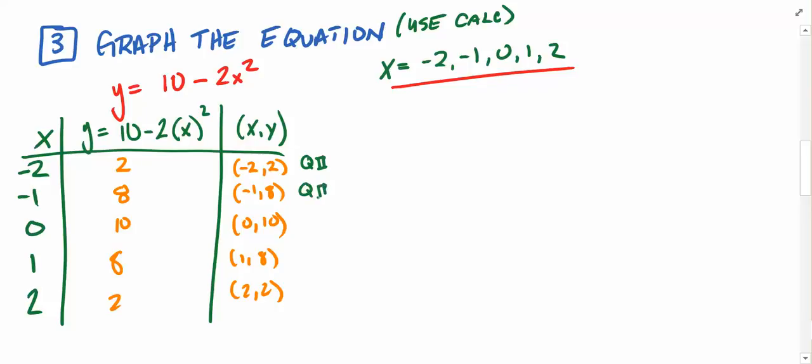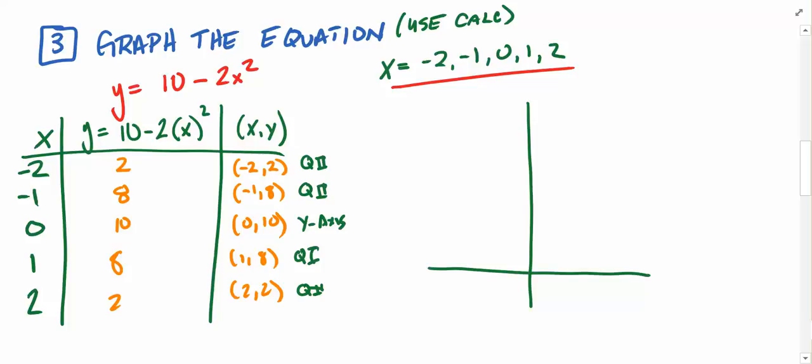That's the y-axis. What about 1, 8? That's the first. That's quadrant number 1, right? And then what about 2, 2? That's also the first quadrant. So I really just need to highlight quadrant 2 and quadrant 1, right? So that would look something kind of like this. So if you take a moment and actually plan out what your graph should look like, it ends up being a lot better.